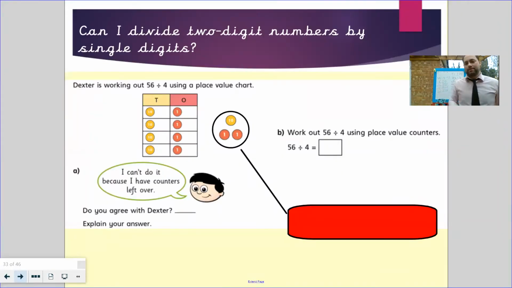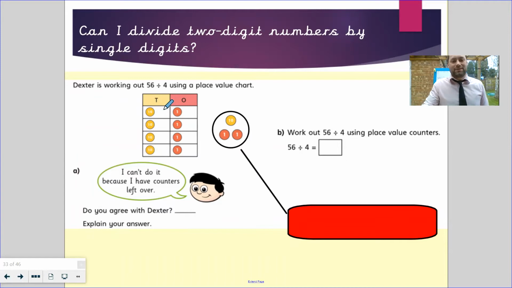Now, sometimes when we share them out using this method, we can be left with some left over. And you can see here in Dexter's question, he's done 56 divided by 4. So he started off with 56 and he's put in his place value chart 4 groups. So he's got his 5 10s and he's gone 1, 2, 3, 4, and he's put 4 in, and then he's got 1 more 10 left over, and he's like, I can't do it because I've got counters left over.